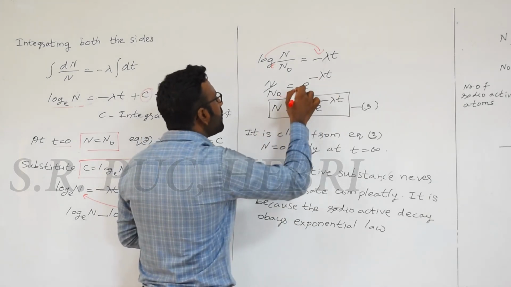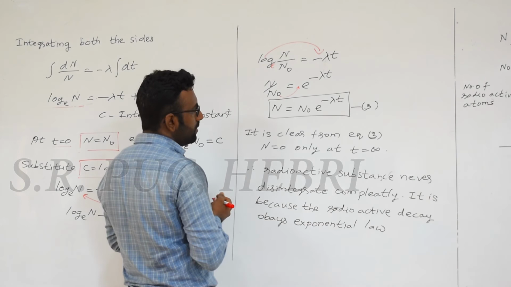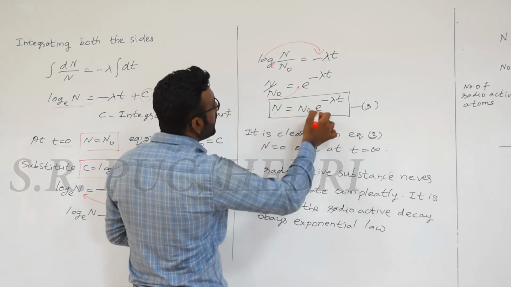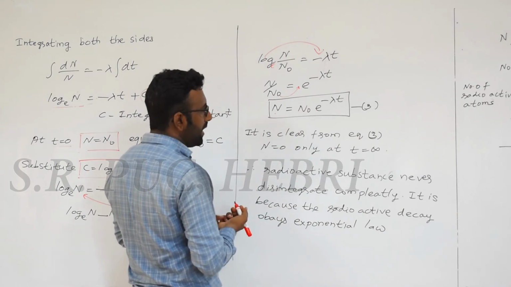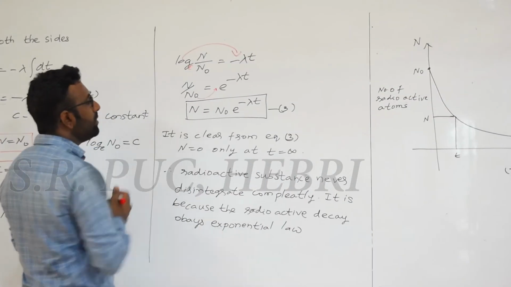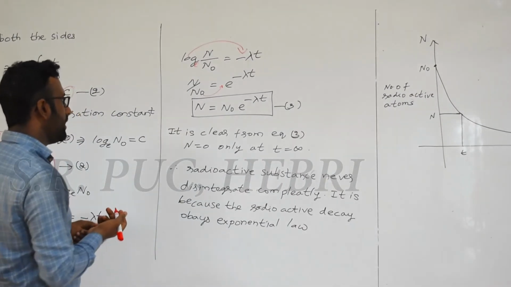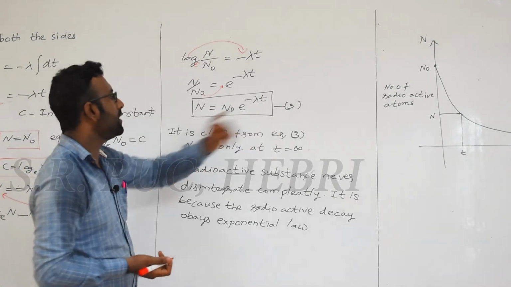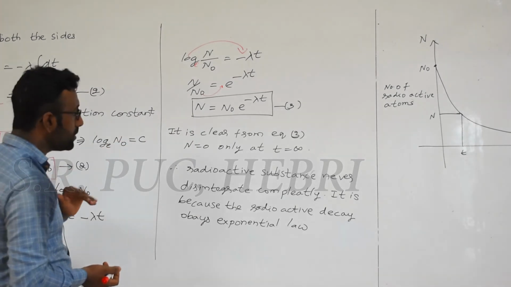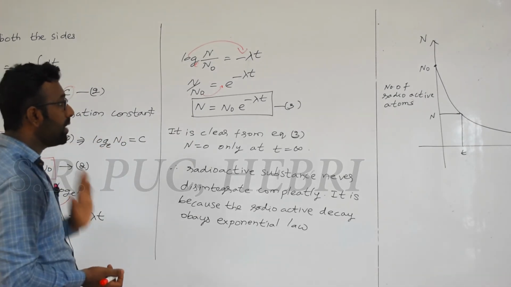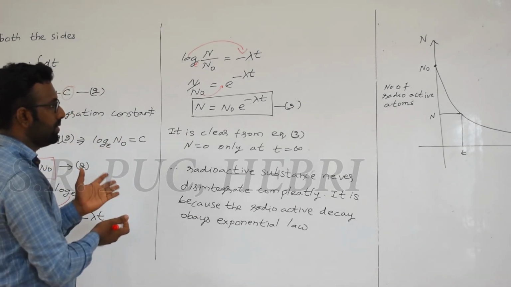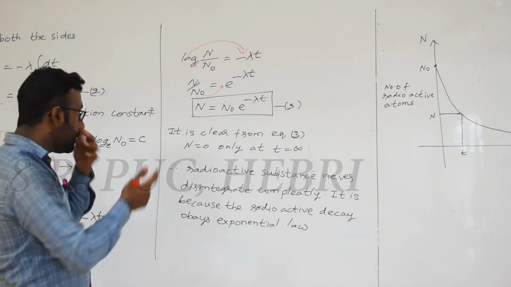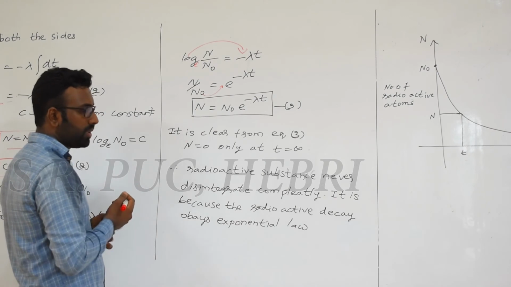Now I'll take this N naught also to the other side. Then what do I get? I get N is equal to N naught e to the power minus lambda t. So this is the statement of the law of radioactive decay. That is what we have taken as equation 3. Up to here you have to solve, and you will have a 5 mark question from this. You also have to draw the graph, then only you will get the 5 marks. The graph might carry 1 mark.